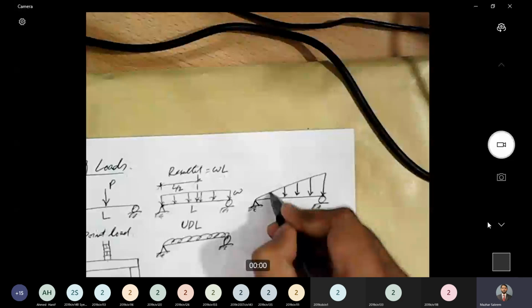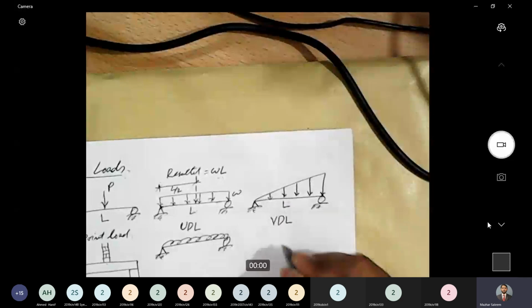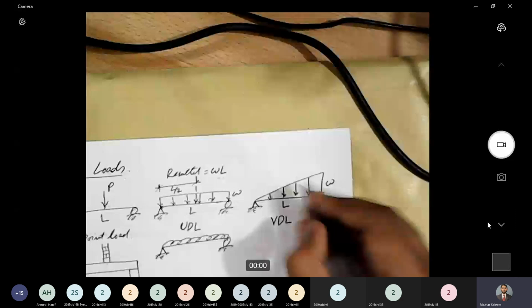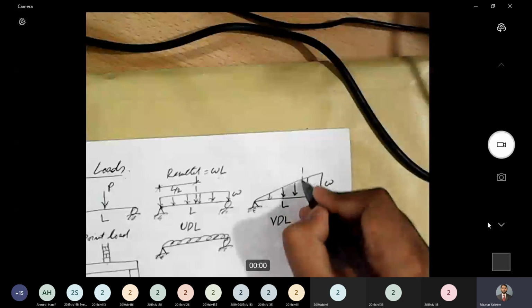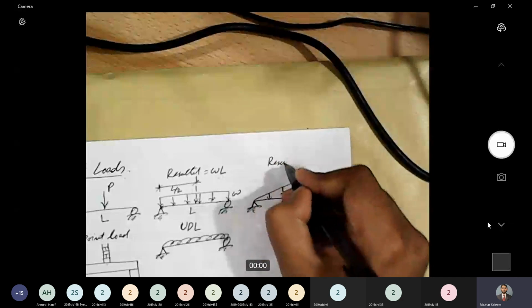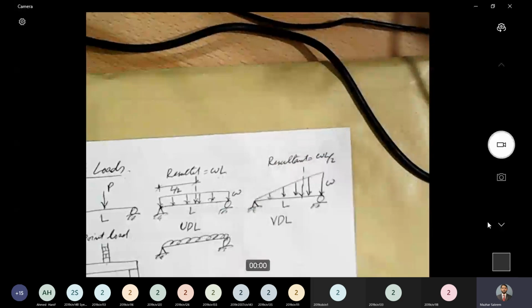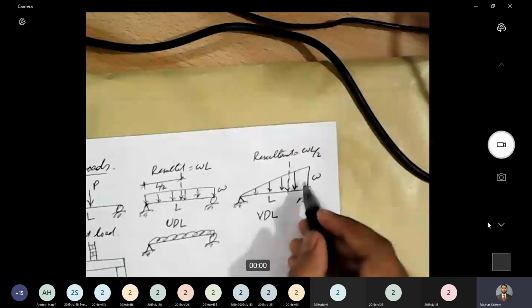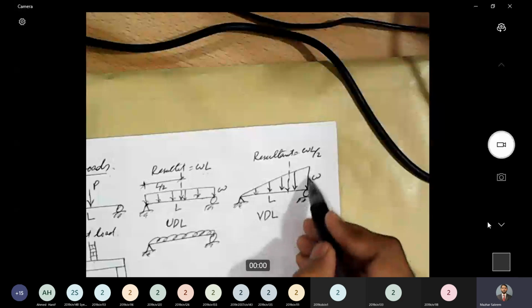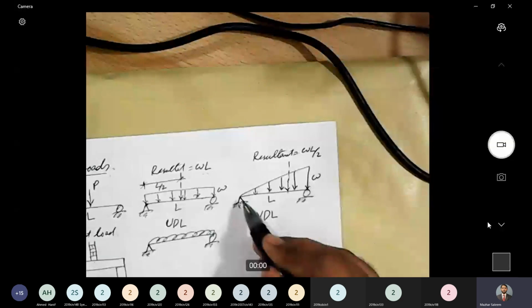The load that varies along the length. Span is L and we call this VDL, varyingly distributed load. This side is omega. So the resultant of this load is omega L by 2. What I have done here, I have simply calculated the area of this triangle. Omega is the vertical side, L is the length. So omega into L divided by 2. That is the area of a triangle.